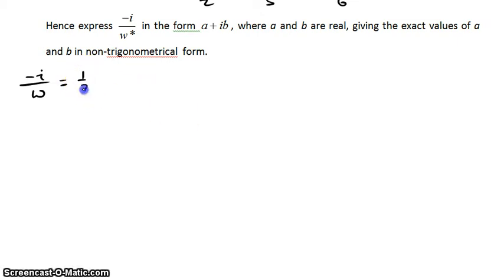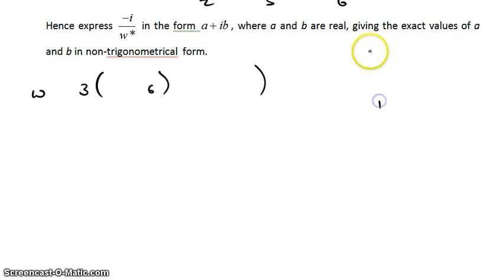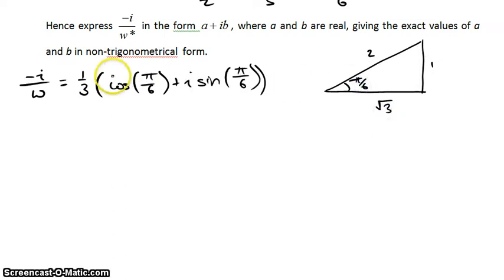So the modulus was a third, and then I go cosine pi upon 6 plus i sine pi upon 6, right? So what do I do with this? I can evaluate. If we recall, pi upon 6 is one of the angles in our famous 1, 2, root 3 triangle, where this is pi upon 6, and this angle up here would be pi upon 3 and 90 degrees.